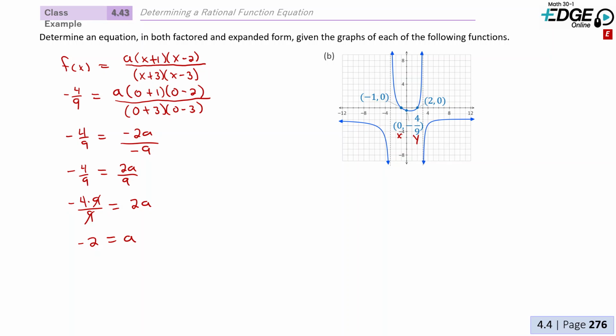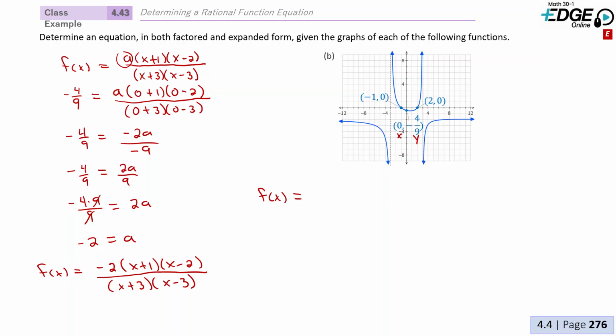Now, again, we'll throw this back into the original for a. So we'll have f of x is equal to negative 2 times x plus 1, x minus 2, over x plus 3, and then x minus 3. All right, so now that is in factored form. The last step will be just to expand this out. So in expanded form, we have f of x is equal to.